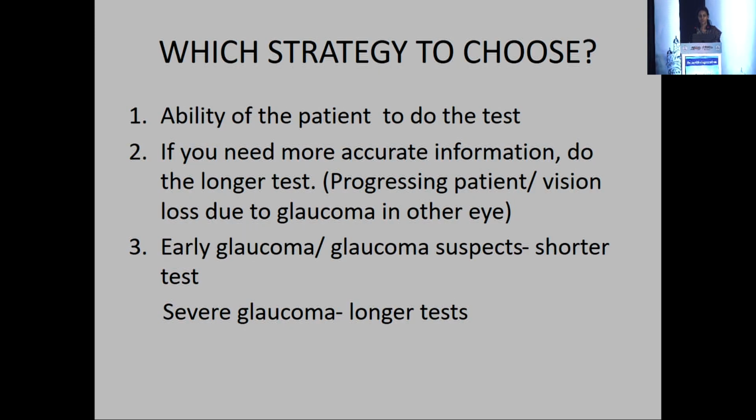Which strategy to choose for your patient depends upon the concentrating ability and the age of the patient. And if you need more accurate information, such as if you see the patient is progressing or there is a vision loss due to glaucoma in the other eye, it's better to go for the longer test. In eyes with early glaucoma and glaucoma suspects, you can go with SITA Faster.